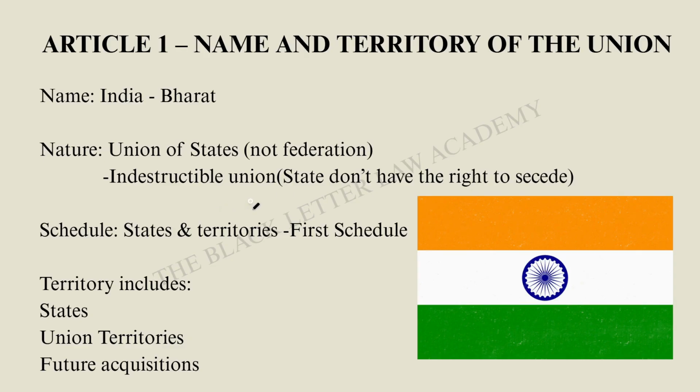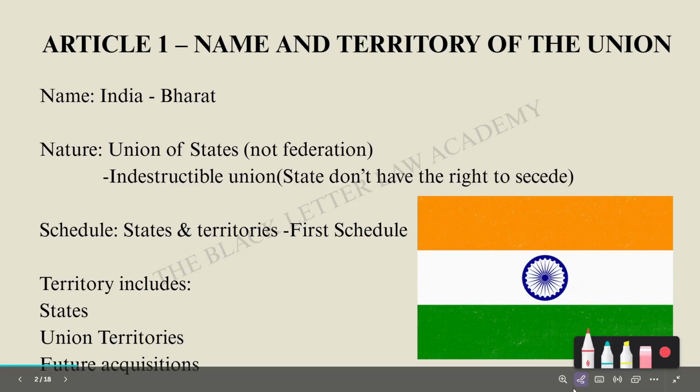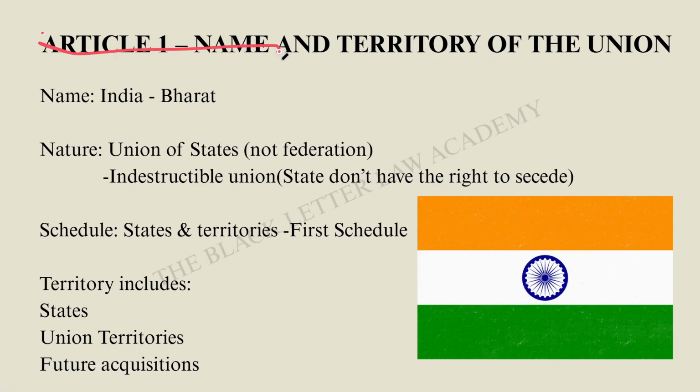By the end of today's class, you will confidently say, yes, I clearly understand Article 1 to 4. Alright. Now let us understand Article 1 of the Indian Constitution. First, the name of our country. Article 1 clearly says India, that is Bharat.